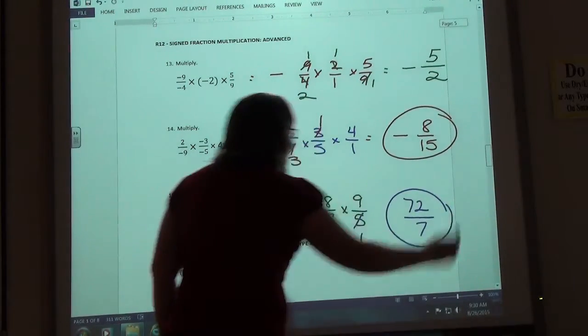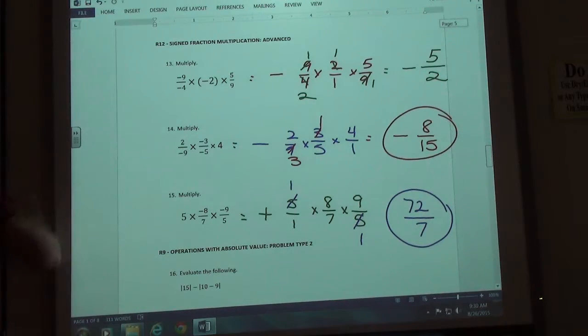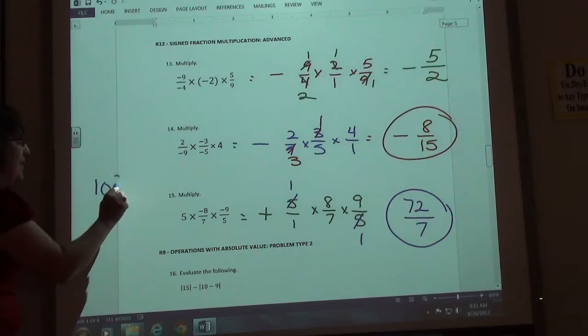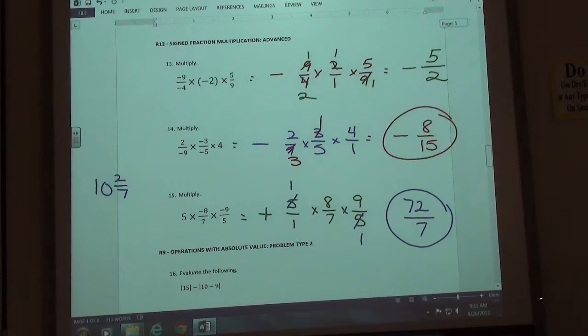over 7. And again, for fun, we'll check that one with your calculator. So punch that in as closely as you can to what it looks like. 5 times negative 8 fraction 7 times negative 9 fraction 5. And what shows up on your calculator screen first? 10 and 2 7ths. And then how do you change that to an improper fraction?